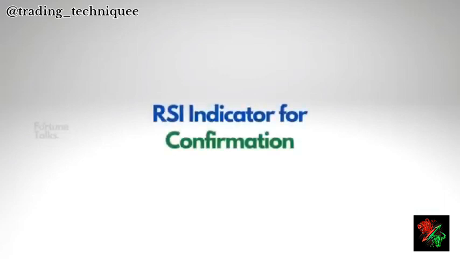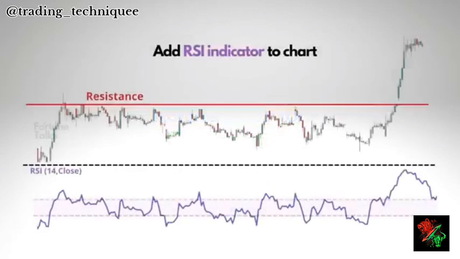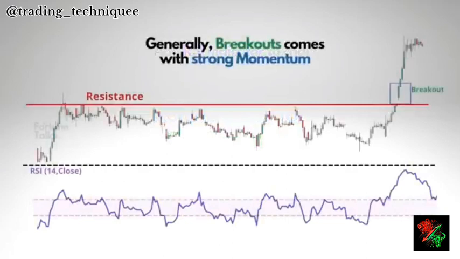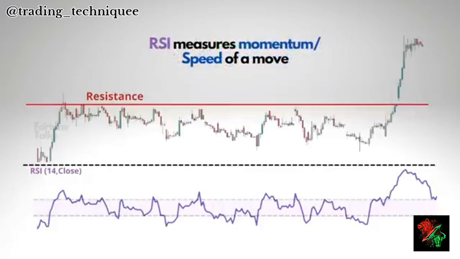Now we will look at a faster way to get a breakout confirmation using an indicator, which will give us an immediate yes or no confirmation as to whether we can rely on this breakout or not. So we have to add the RSI indicator, or the relative strength index indicator, in our chart. When we are looking for a breakout, we are expecting the breakout to come with a degree of momentum, and we will use the RSI indicator to find that momentum. So basically RSI is a momentum indicator and it measures the speed of a move. So if the speed is increasing, the momentum will be building or increasing.